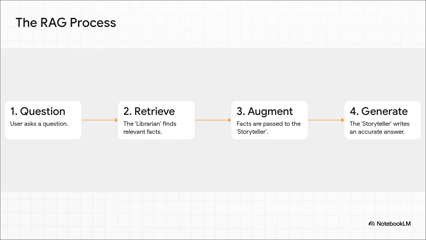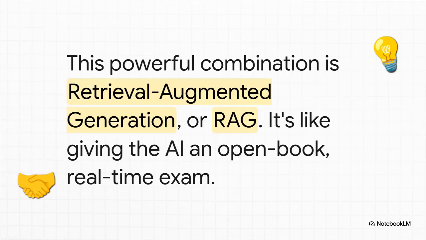Then, and this is the genius part, it hands those facts over to the storyteller, almost like a little cheat sheet. And now, armed with this fresh, accurate info, the storyteller can write a brilliant answer that's not just fluent, but also factually correct. And that, right there, is what we call retrieval augmented generation. The storyteller's generation is augmented, or beefed up, by the librarian's retrieval of facts. RAG. It's really that simple. You give the creative writer an open book test with all the latest answers.